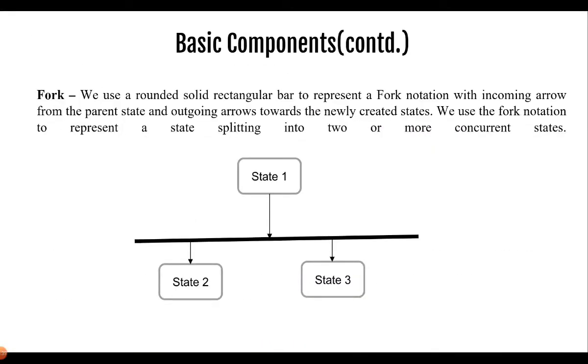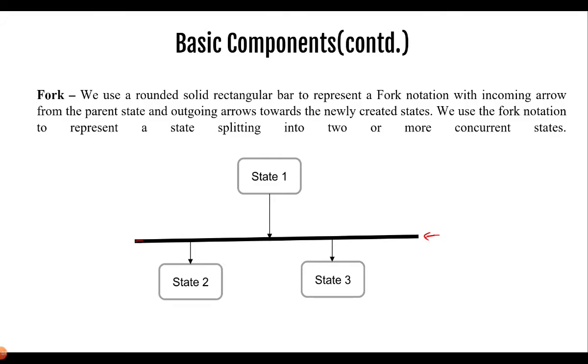Now, the next component we have is a fork component. So we use a solid rectangular bar to represent fork notation, with an incoming arrow from a parent state and multiple outgoing arrows to multiple different created states. So fork, as we already have basic knowledge about fork, is used to create new states or new processes.